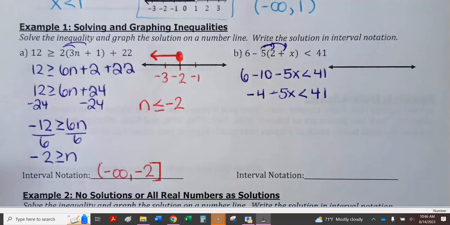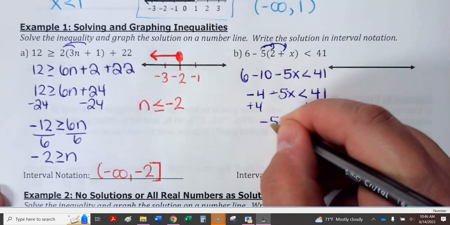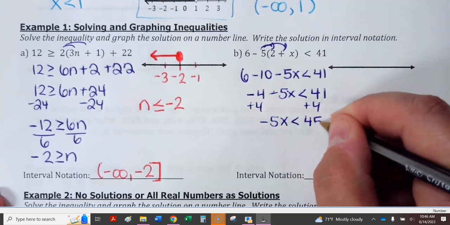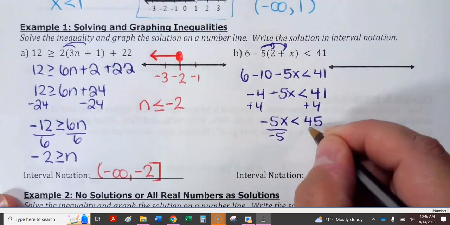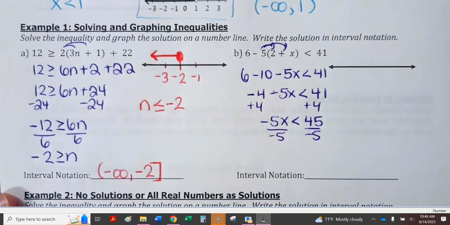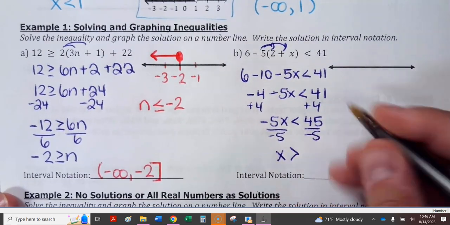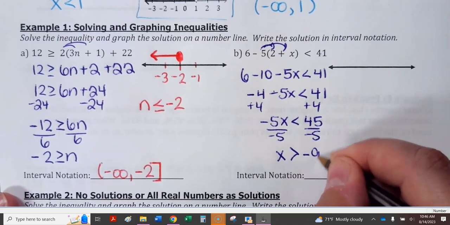Add 4. Okay. Yeah, if you can, get rid of any addition or subtraction before you do any multiplication or division. All right, what do I want to do as my next step? If I'm trying to get x alone on one side of that inequality. Yes. Now, dividing by a negative, so divide or multiply by a negative, you do have to flip that sign over. So now this is going to become x is greater than negative 9.